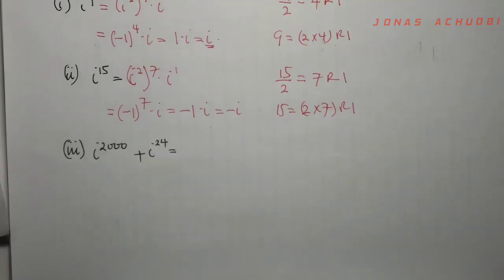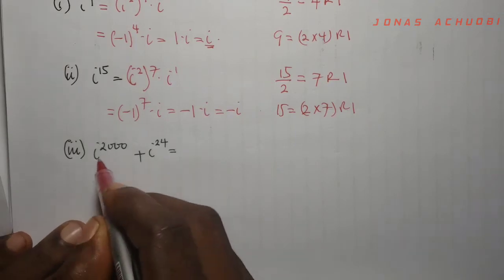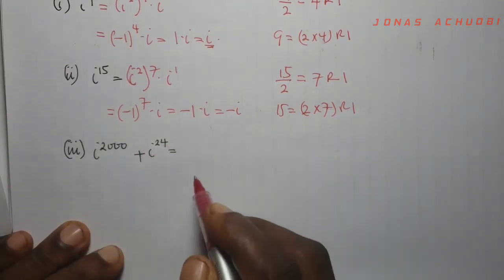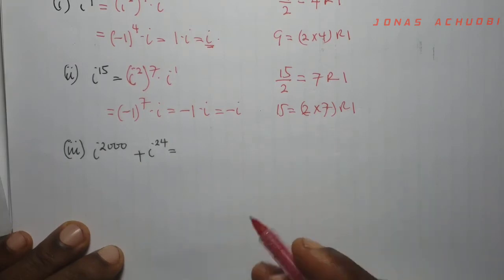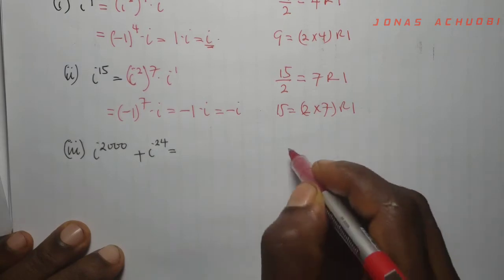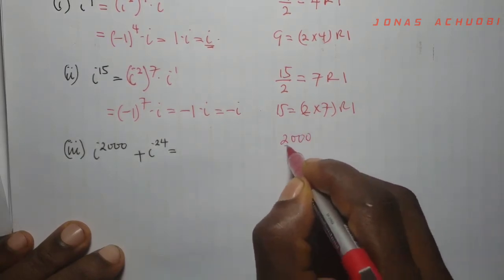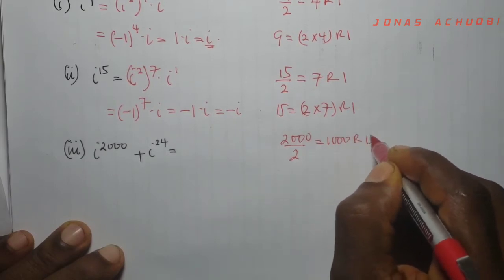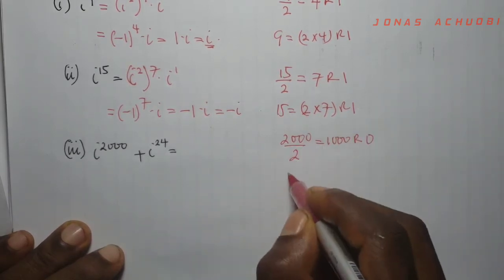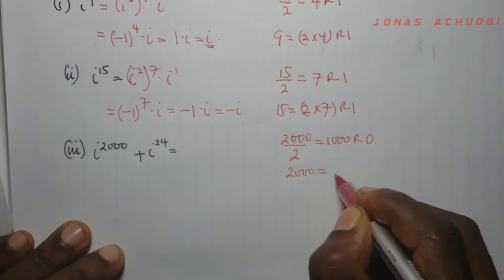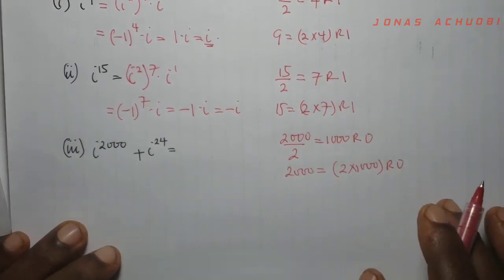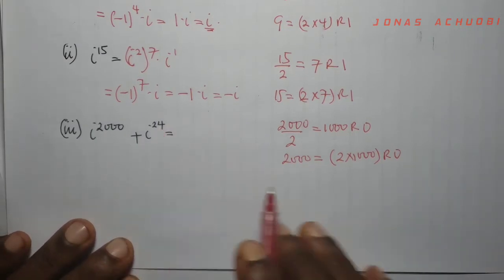So let us take one more. Here we have i raised to the power 2000 plus i raised to the power 24. It could have been anything, no problem. So let us go back to our little trick and see how to break this down. The first one, 2000. We always divide 2000 by 2. That gives us 1000, remainder 0. So I can write 2000 as 2 times 1000, remainder 0. That's okay.